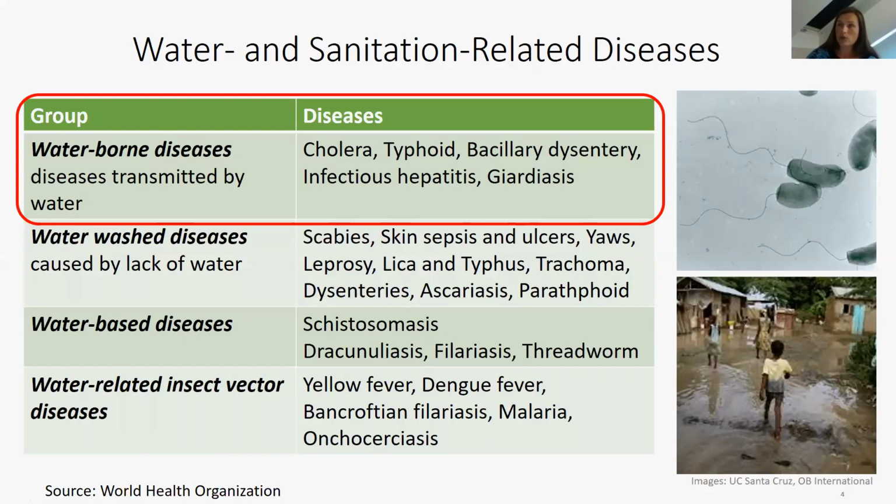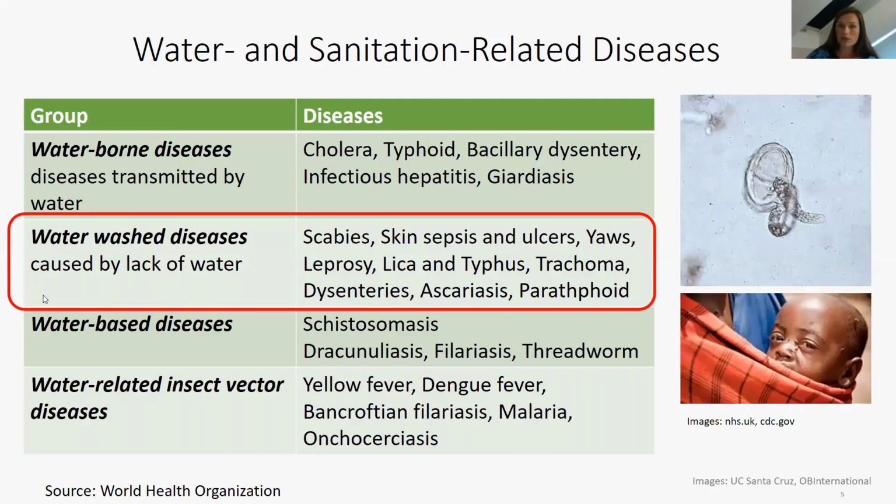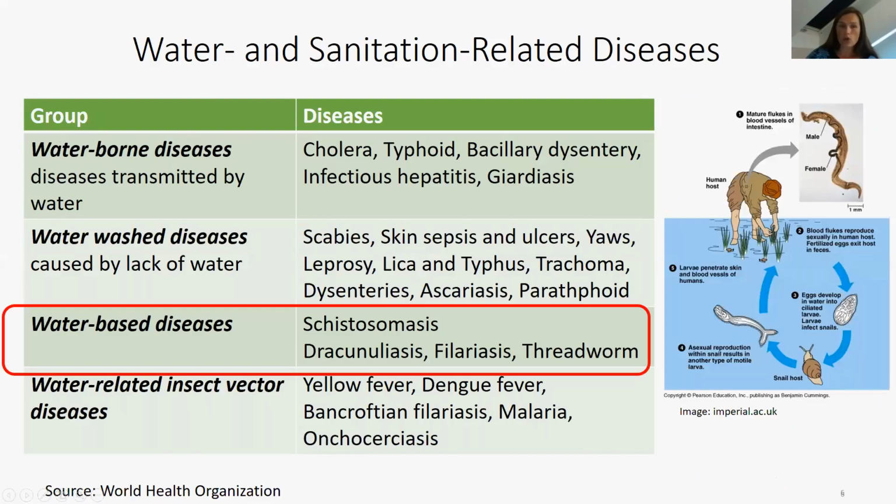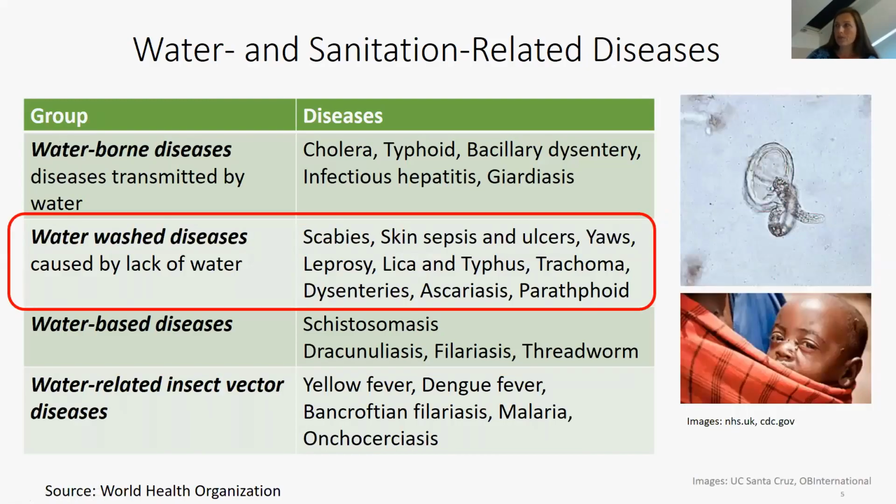Then we have also diseases which are caused by lack of water. These are the so-called water wash diseases. Water wash diseases are, for example, skin sepsis or trachoma, which affects the eyes and are more related to hygiene than to safety of water, but also to safety of water, since it is used for hygiene measures.